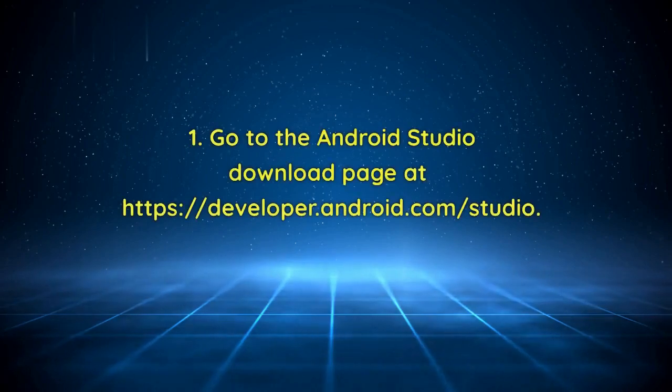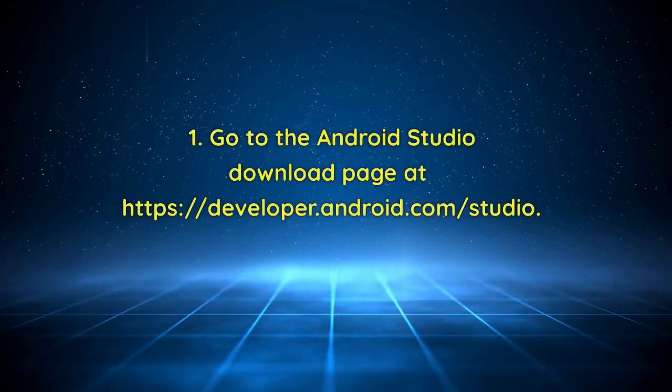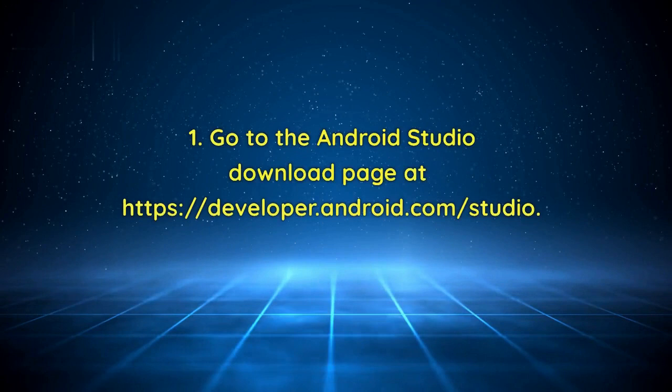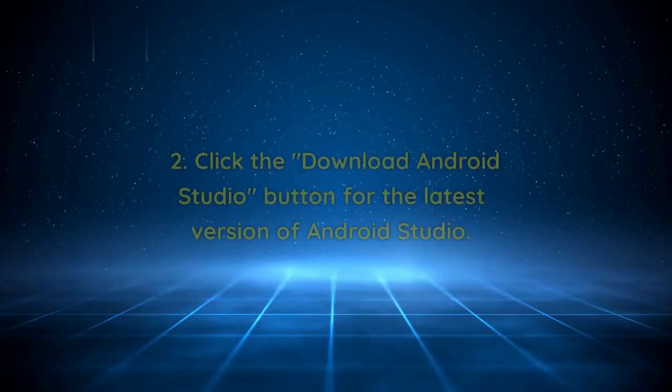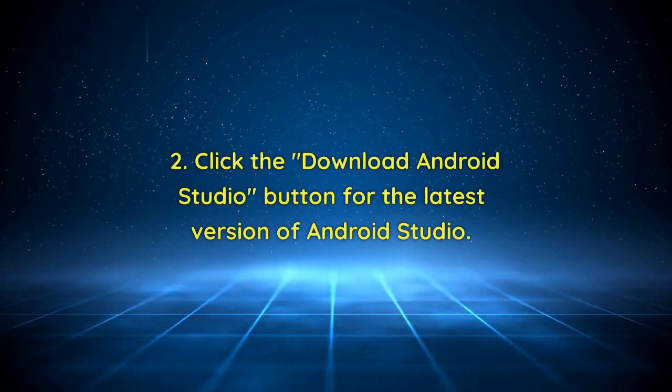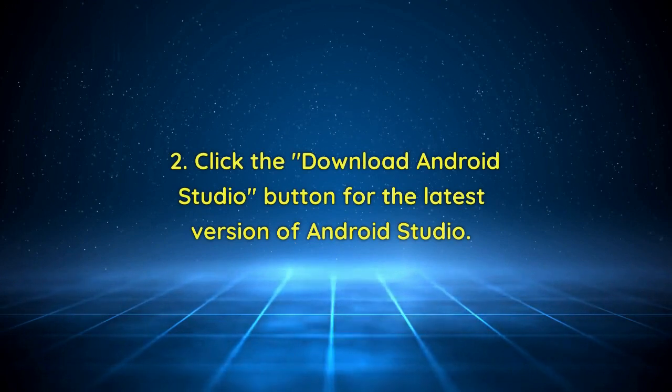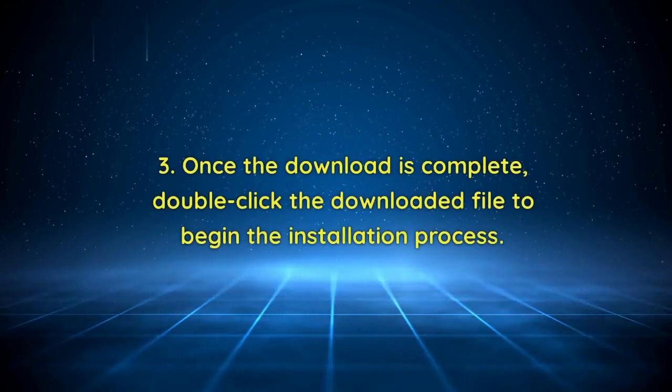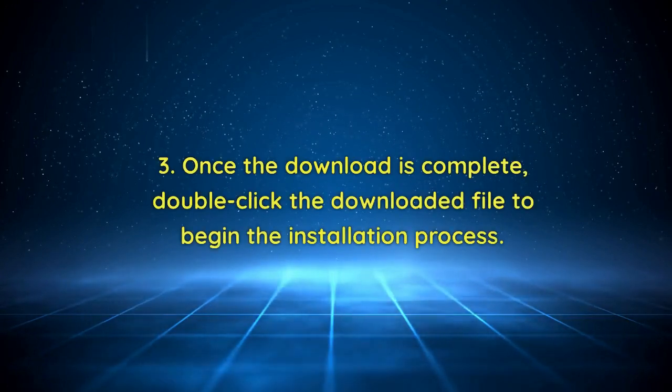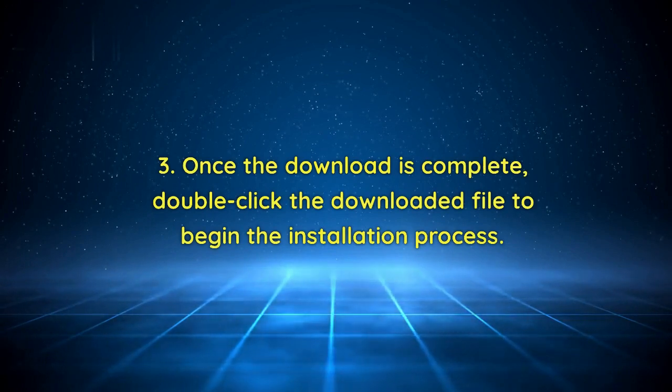1. Go to the Android Studio download page at https://developer.android.com/studio. 2. Click the Download Android Studio button for the latest version of Android Studio. 3. Once the download is complete, double-click the downloaded file to begin the installation process.